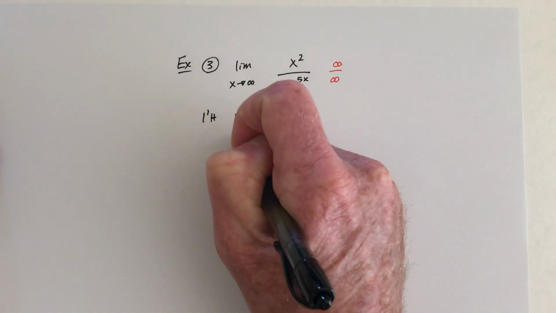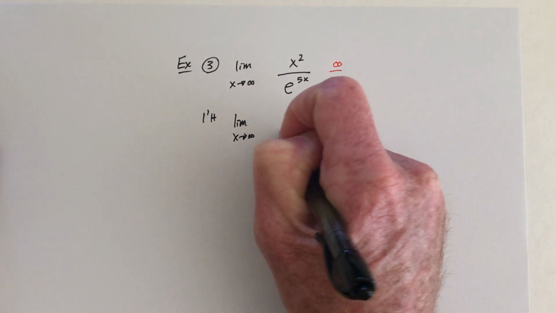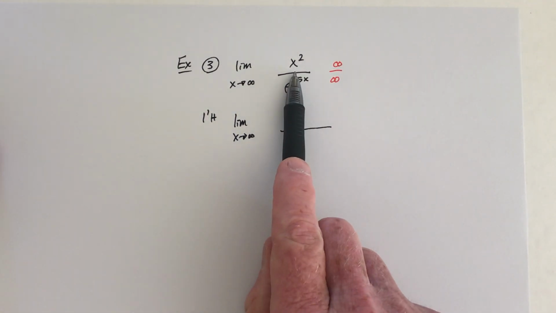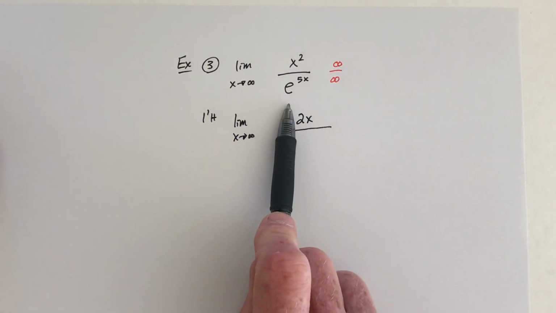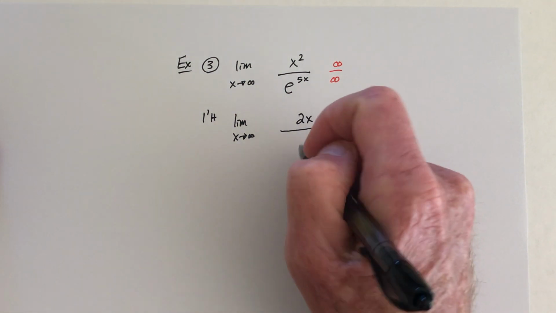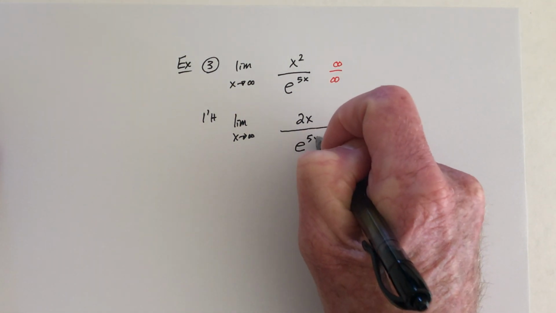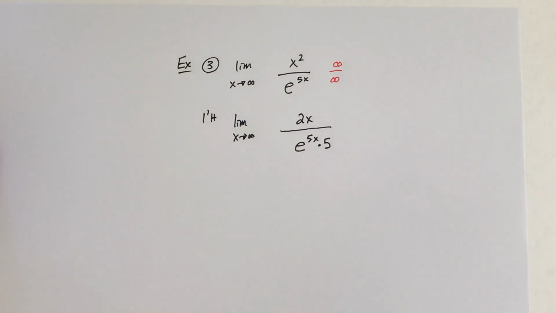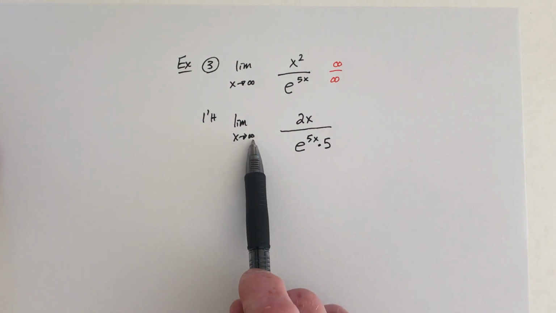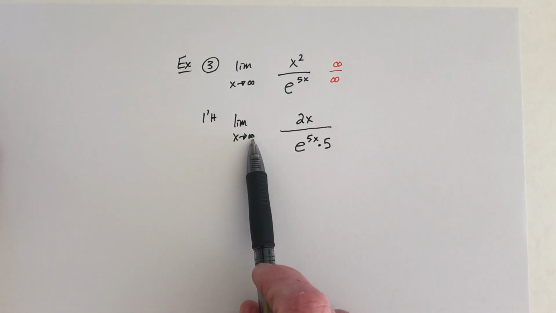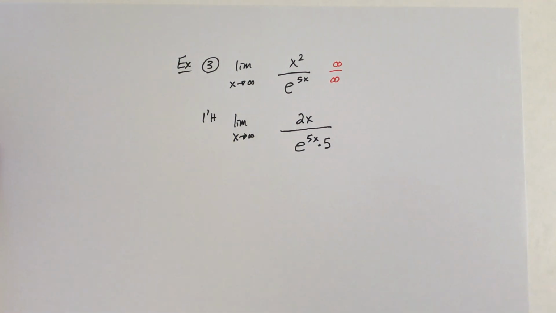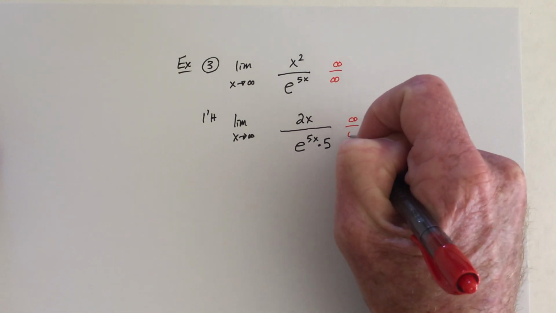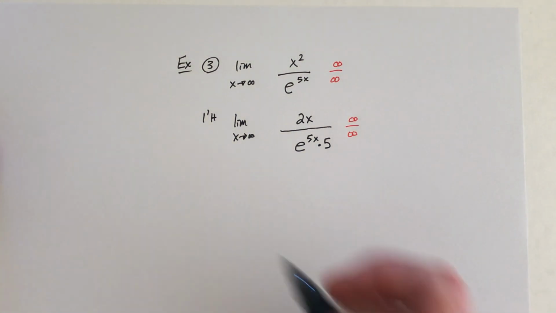So take the limit as x goes to infinity, and take the derivative on the top, that's a 2x. And now take the derivative of the e function, which is the e function. And because of the chain rule, I have to take the derivative of 5x and multiply by that 5. And just like with the last one, we get to do L'Hopital's rule twice, because when I take the infinity, 2 times infinity is infinity. This is still infinity, so this is still infinity over infinity. So use L'Hopital's rule again.